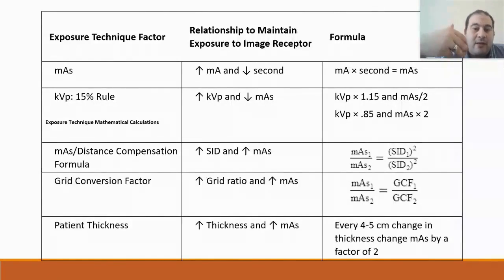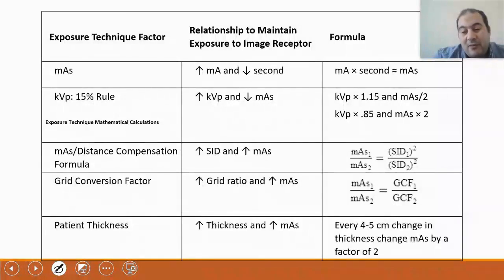The kilovolt, kV, is related to the 15% rule we discussed earlier. If you increase the kilovolt by 15%, you can reduce the milliamperes, or you can reduce the kilovolt by 15%, which allows you to double the milliamperes, resulting in a multiplication that affects the exposure for the image receptor. The same idea applies to the source to image distance. If you increase this distance, in order to maintain the exposure reaching the image receptor, you need to increase the milliamperes you are working with to keep the exposure consistent.